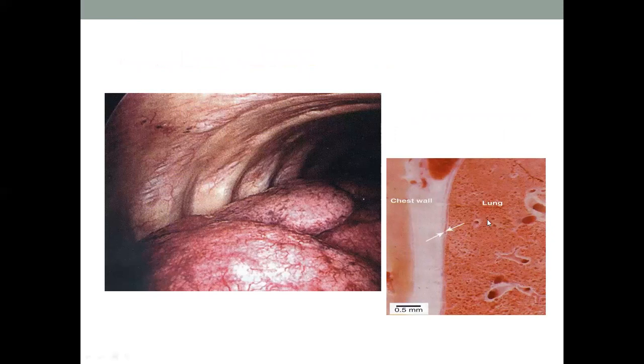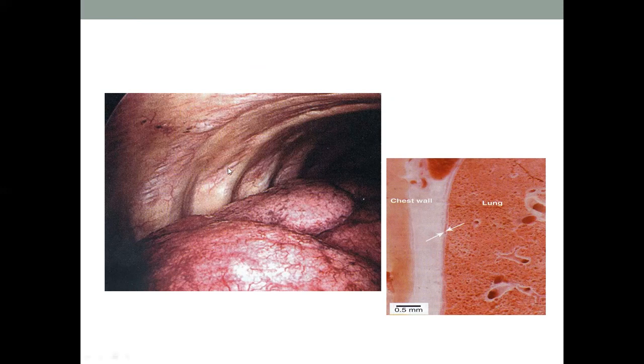This image shows the lung and this is the chest wall. The lung is covered by the visceral pleura, and the inner side of the chest wall is covered by the parietal pleura. The space between these two pleura is called pleural space. Normally, in a fully expanded lung, the pleural space will not be visible.